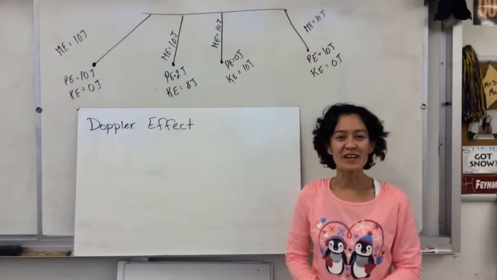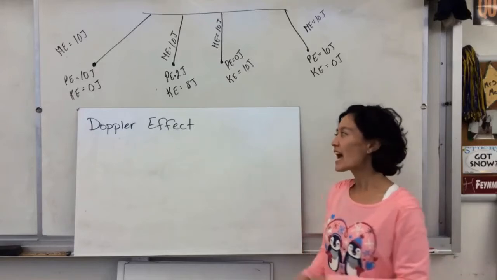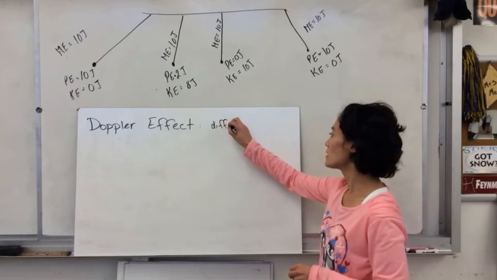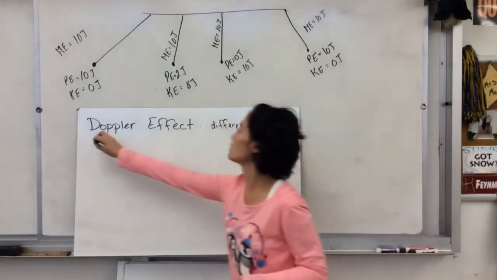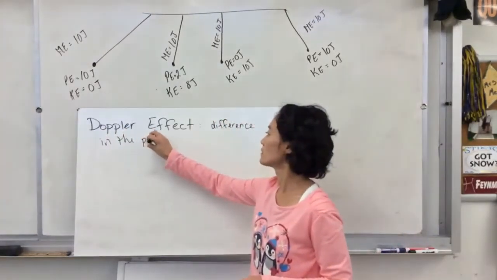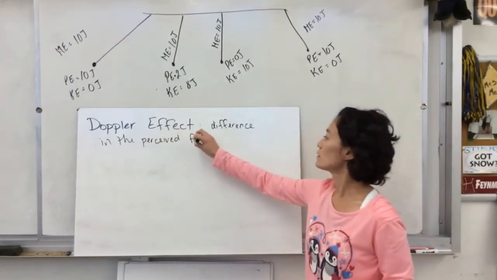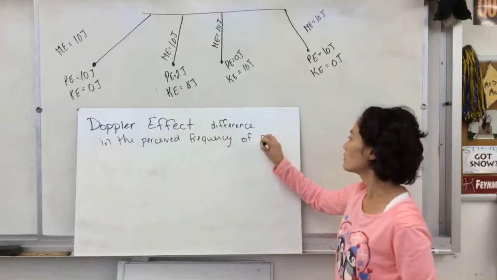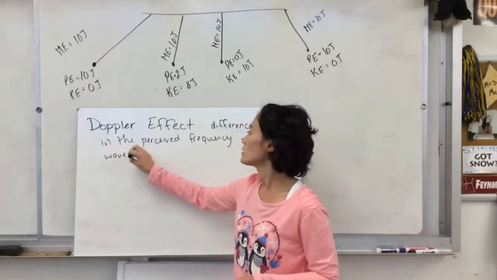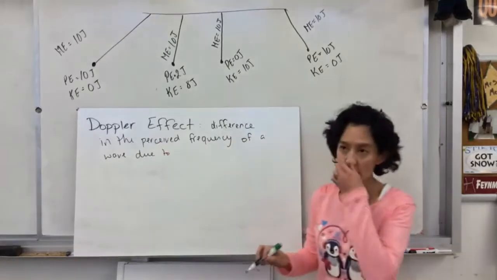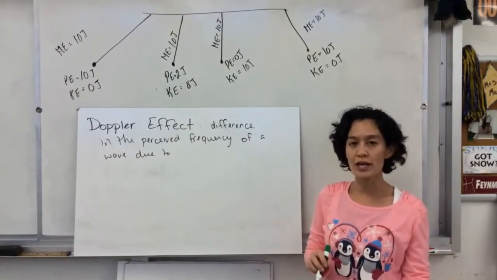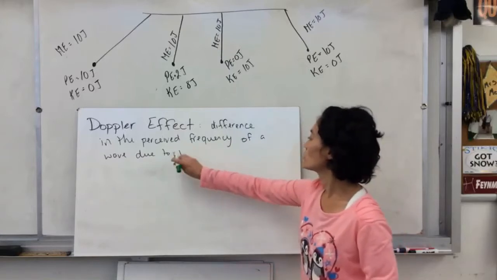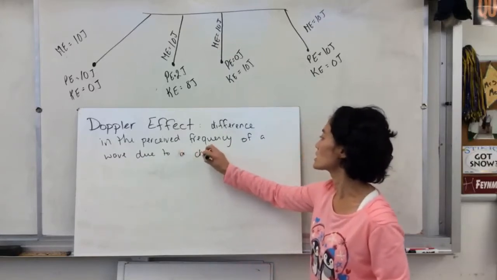Okay, so this video is meant to introduce you to the idea of the Doppler effect. The Doppler effect is a difference in the perceived frequency of a sound, or of a wave, due to the changing distance between the wave source and where the wave is detected.